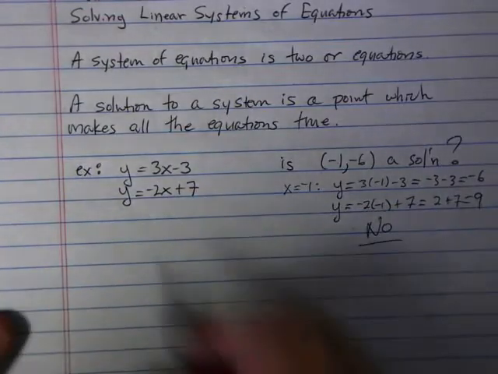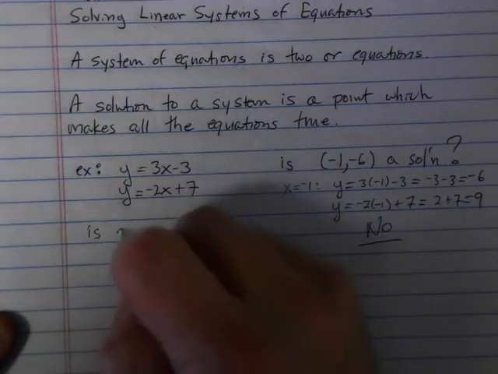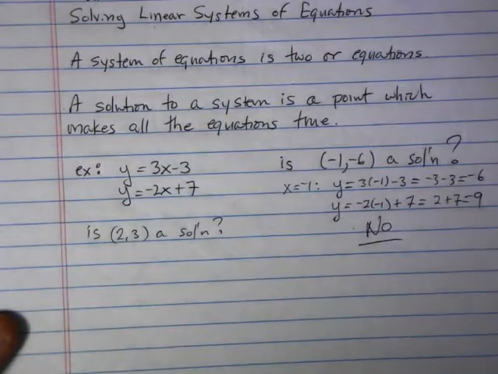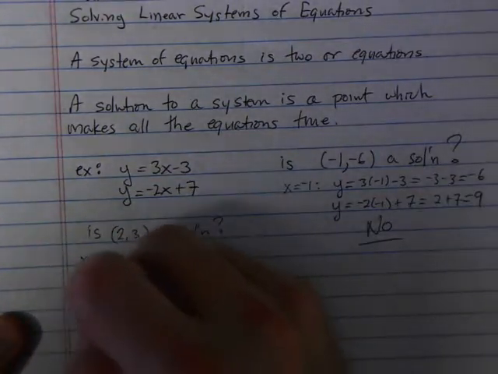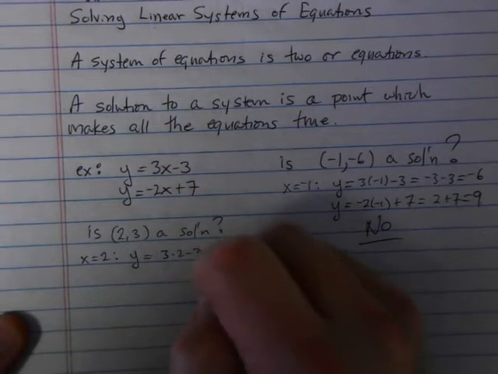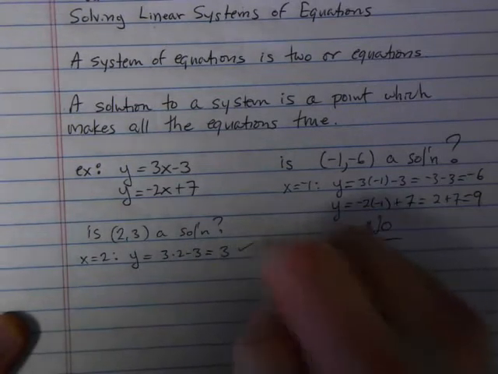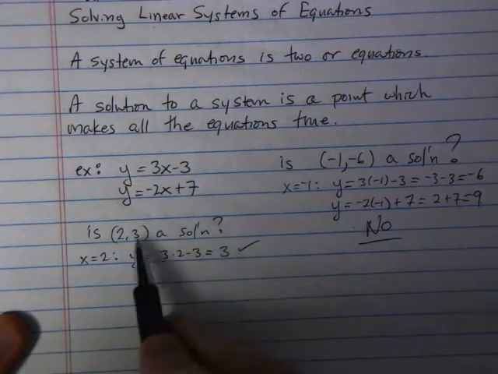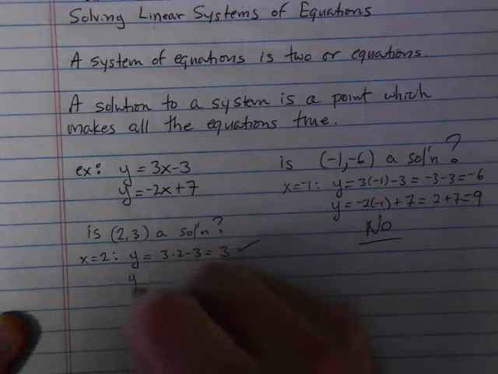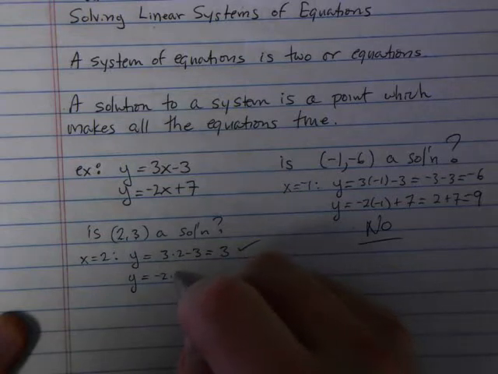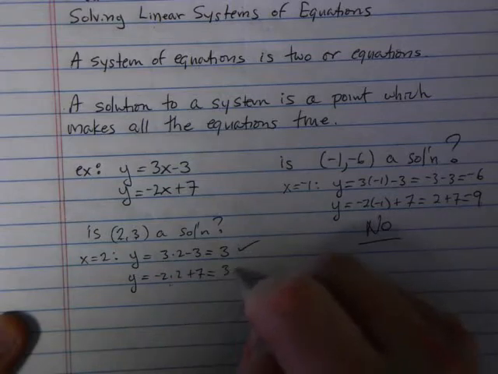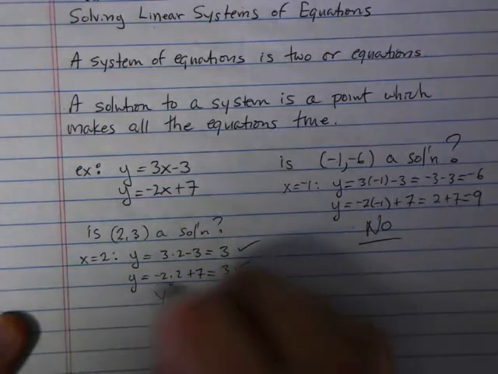Okay, let's try another point. Is 2, 3 a solution? Well, let's try it. x equals 2. When I plug 2 in, I get y equals 3 times 2 minus 3. That's 6 minus 3. That's 3. It works for that one. x is 2, y is 3. Plug into the second equation. y equals -2 times 2 plus 7. That's -4 plus 7. That's 3. It works in that one. So our answer there would be yes. That is the answer.